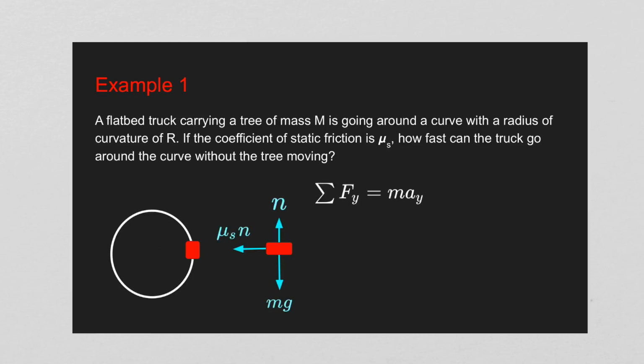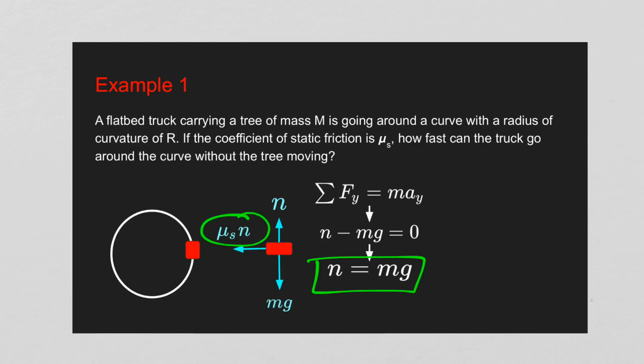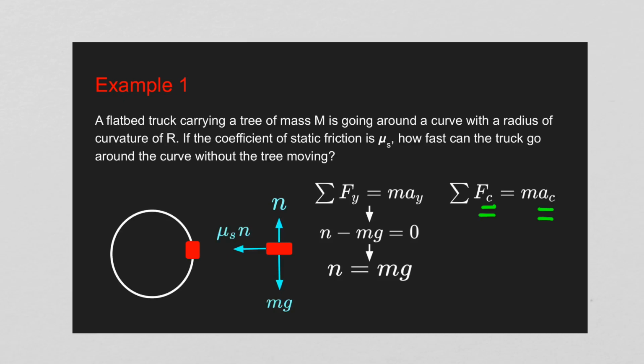So we'll start with the y direction, which is familiar. Are you accelerating in the y direction? Well, no. All right. So your normal force is equal to mg. Well, that's useful because that relates to the force of friction. Now I'm interested in the centripetal direction, towards the center. So what force goes towards the center? Well, friction goes towards the center, μN.